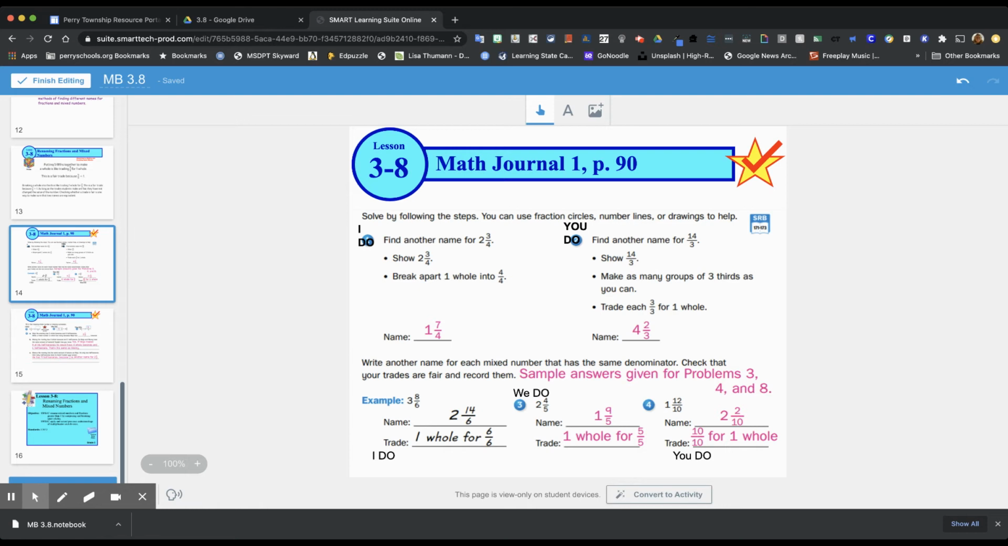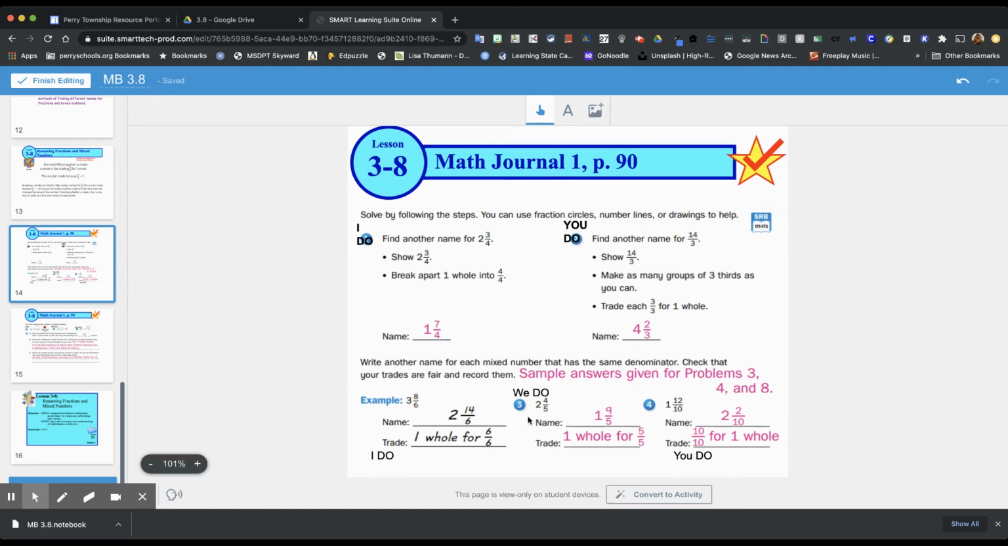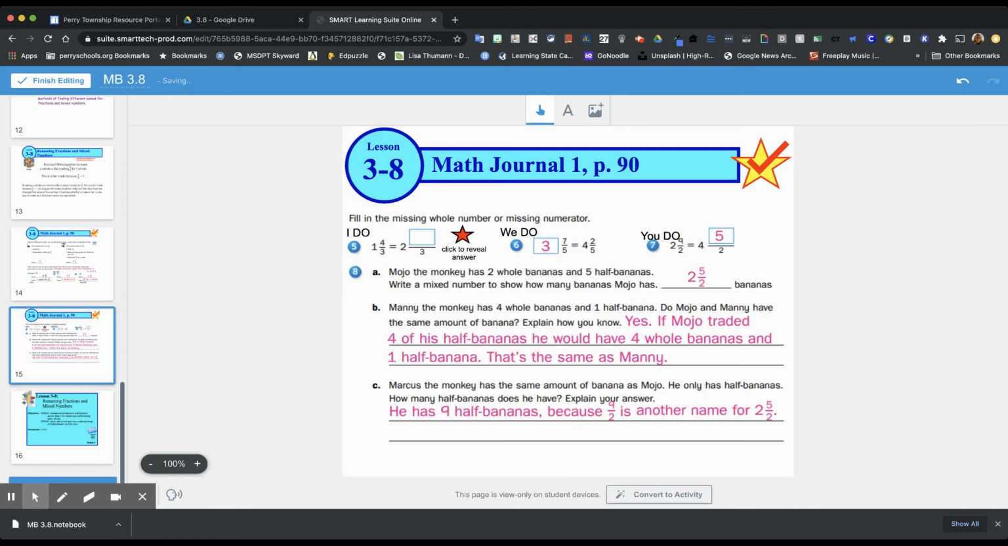Number 4, 10/10 is equal to 1 whole. So a name you could get was 2 2/10. Again, these are just sample answers. You might have had something different, but hopefully if you came up with multiple answers, you can check to see if you understand how to get these. Number 6 should have been 3. The whole number would have been 3 for 3 7/5 equaling 4 2/5 because you put 5/5 back into this.